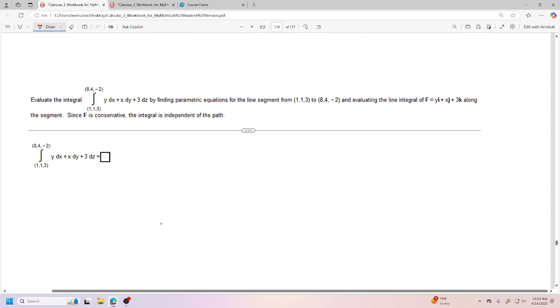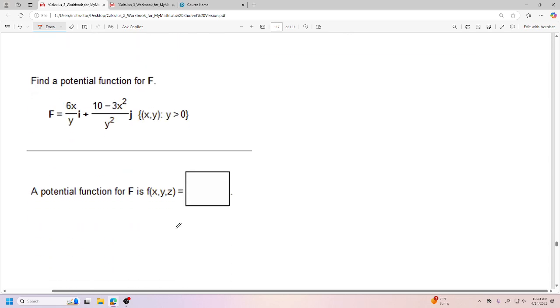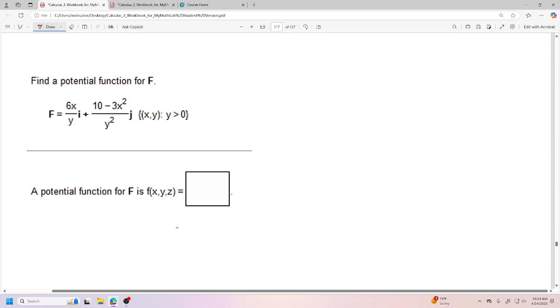This is not the same problem, but if you scroll down one more, there's another potential function one. I almost want to do this one first because it's the same thing we just did. Is that okay? Okay. Same idea, but this is only 2, so that's even easier. So I need to integrate this.